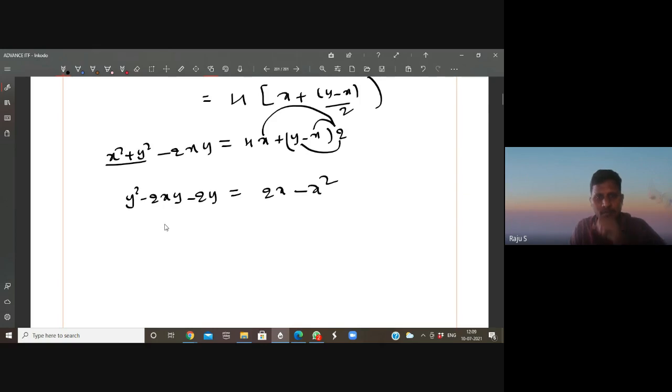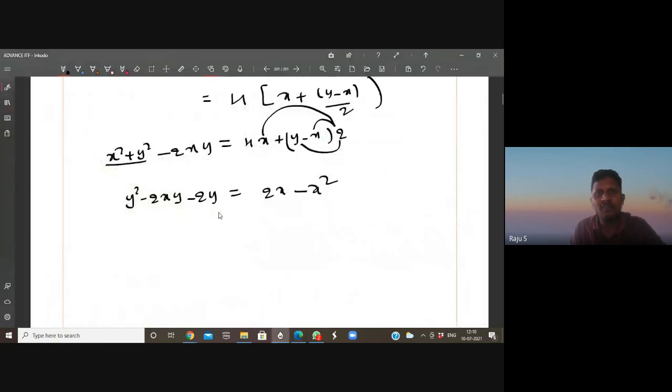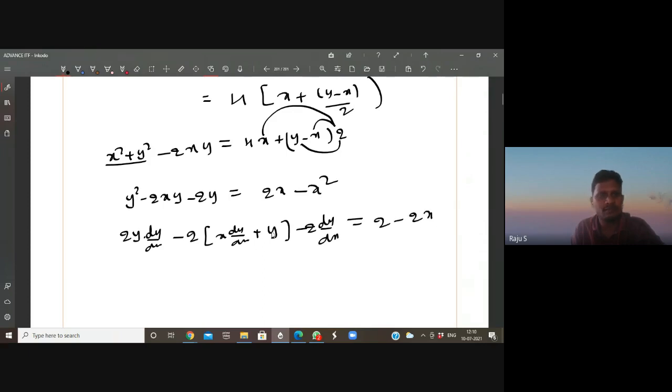Okay. Now, differentiate with respect to x. Differentiate 2y with respect to x, 2 into dy by dx. Here minus 2 times, uv rule, xy: x dy by dx plus y, minus 2 into dy by dx is equal to 2 minus 2x.